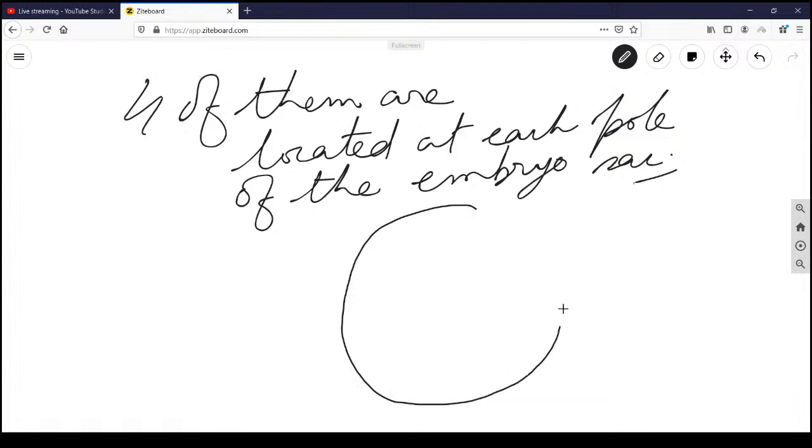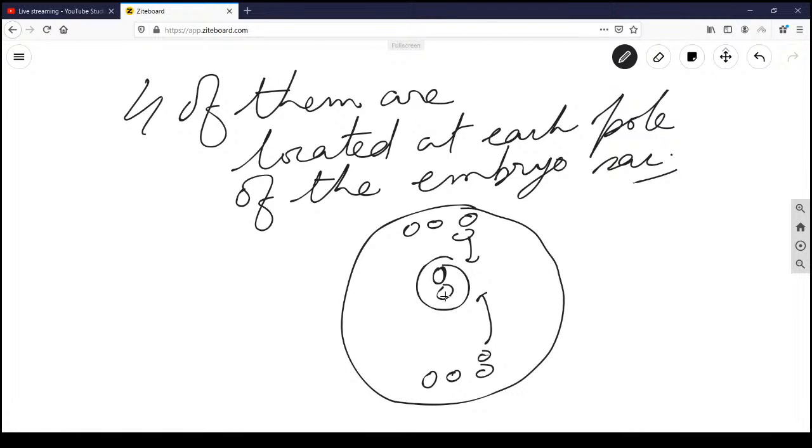Suppose you have got this 4 here: 1, 2, 3, 4. 1, 2, 3, 4. So 1 will migrate towards the center to form a polar nucleus. The polar nuclei will be formed and then they will fuse together to form a diploid fusion or a secondary nucleus.